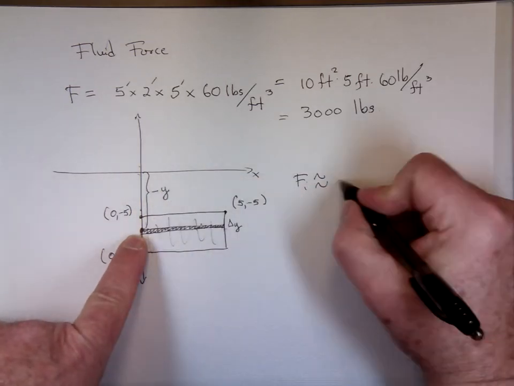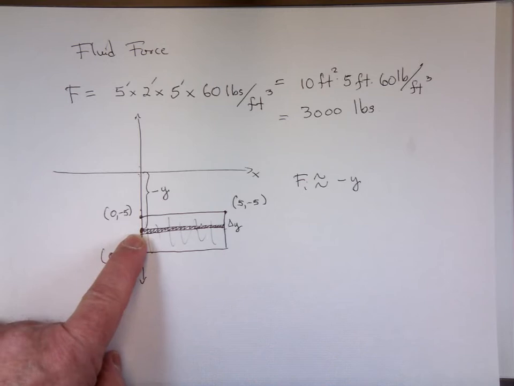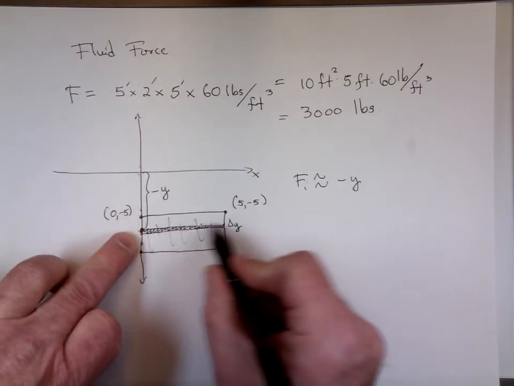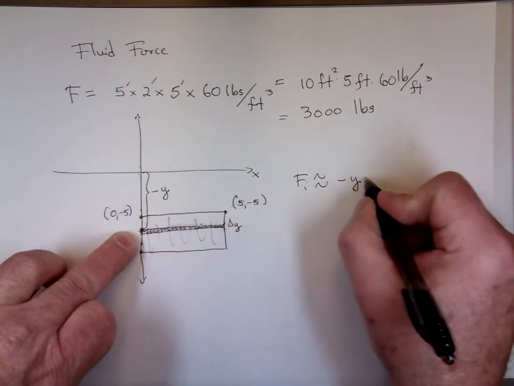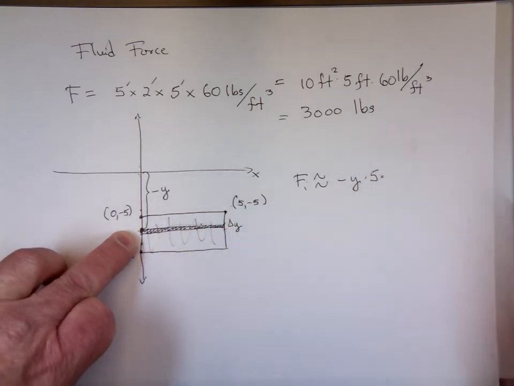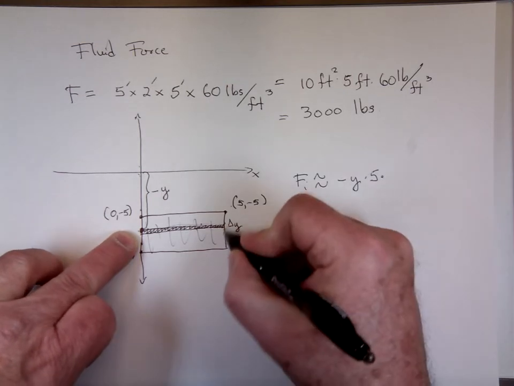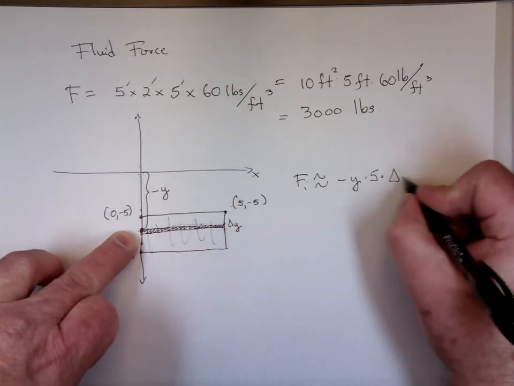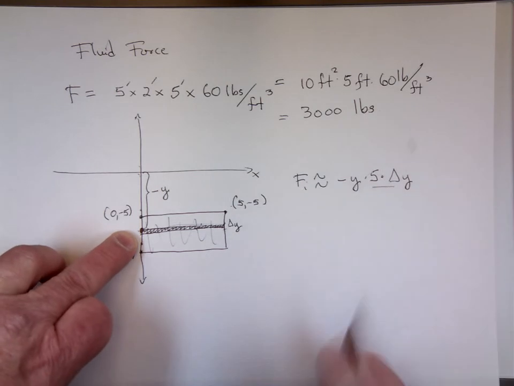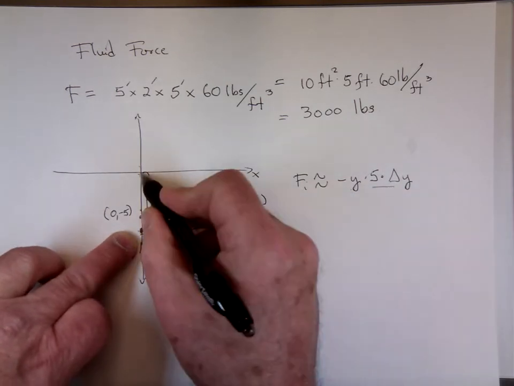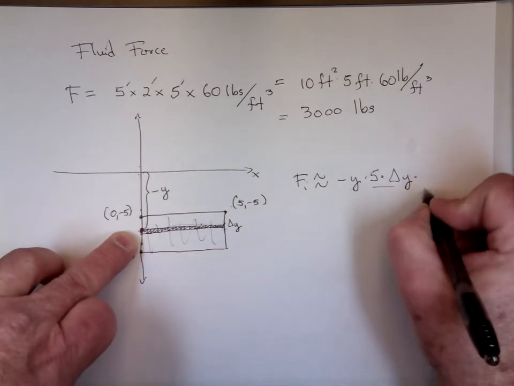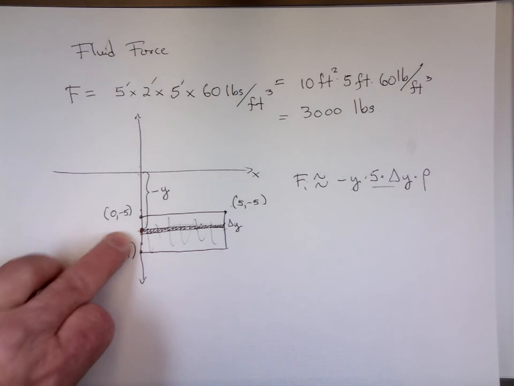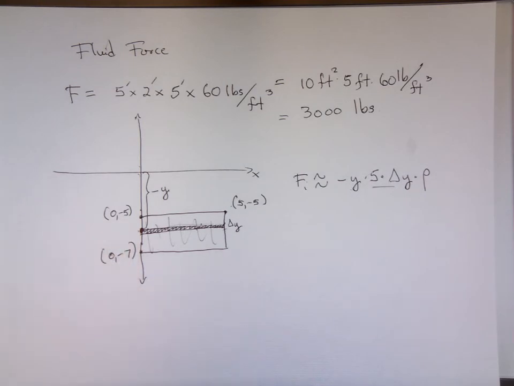The area of this one rectangle is going to be its length. Now, this length is 5. It's a constant. That won't always be the case, but it is a constant here. The width of that rectangle is a delta y. This gives me the area of the rectangle. This gives me the depth of that rectangle. And we need to multiply by the density of water. I'm going to use rho for that. Normally for water, you use 62.4 pounds per cubic foot, something like that. Okay. That's the fluid force on that one strip.